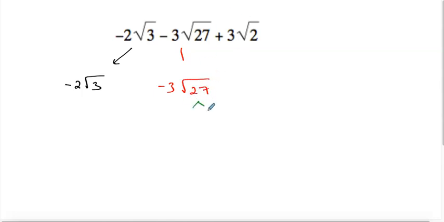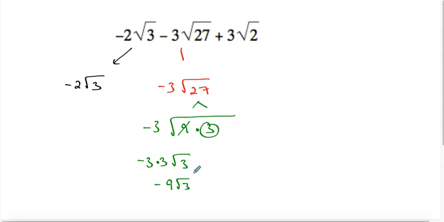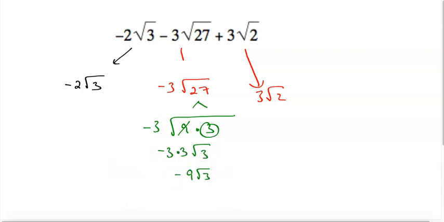Radical 27 can still be broken down as 9 times 3, which is 27. Now the square root of 9 is 3, so that comes out as a 3, and I have my existing negative 3 outside. The radical 3 stays inside, so I can simplify this as negative 9 radical 3. So my negative 3 radical 27 can be rewritten as negative 9 radical 3. And finally, the 3 radical 2, there's not much more I can do on that either. So that's simplified as well. So that's what I have.